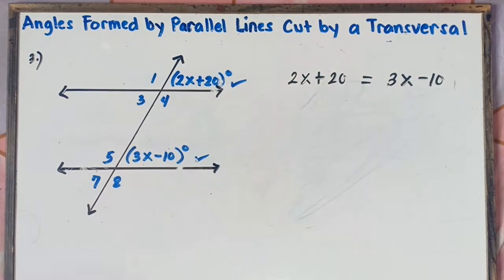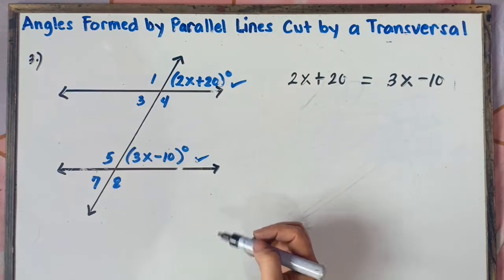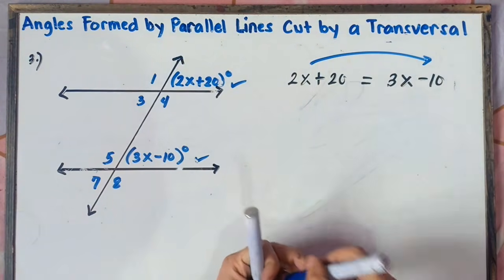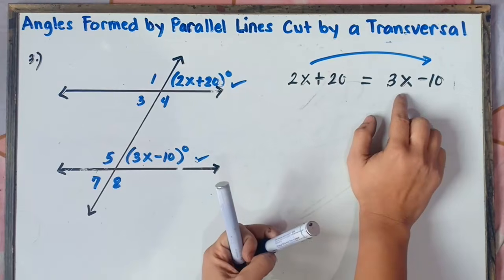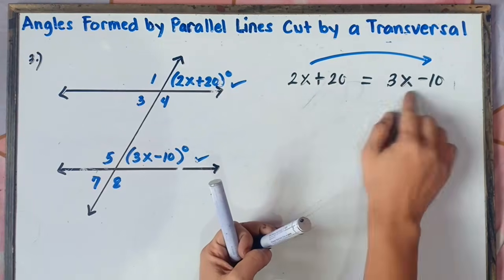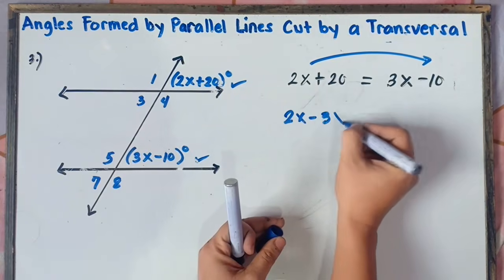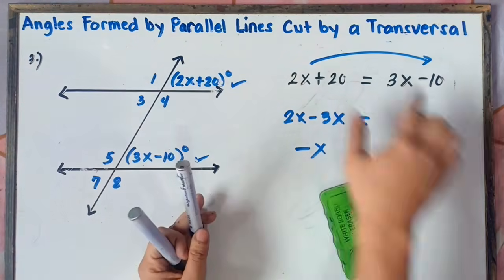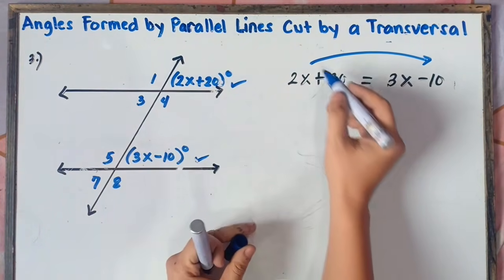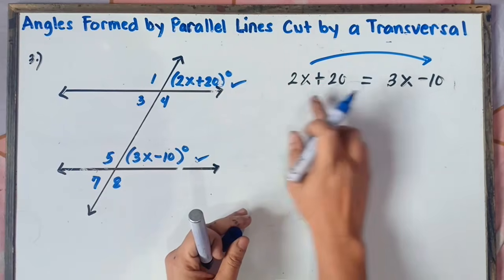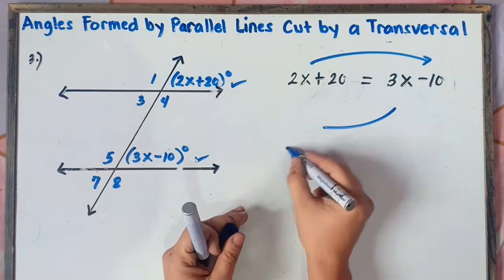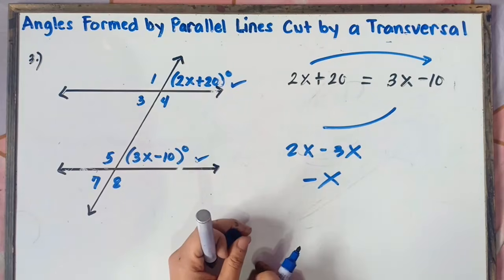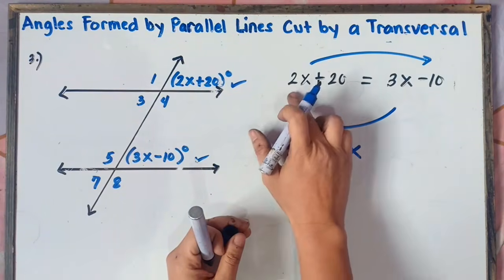So therefore, class, we need to find the value of x. To find the value of x, we can transpose 2x from left to right. Do not transpose 3x from right to left, because it will change the sign. It will be 2x minus 3x, and then you will have negative x, right? So simply transpose 2x from left to right, because 3x is greater than 2x. If you transpose the other way, of course, you will have negative x. You're not allowed, class, to have negative x. So better to transpose 2x from left to right.